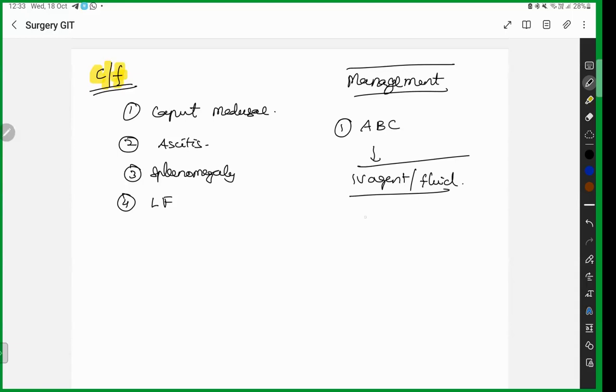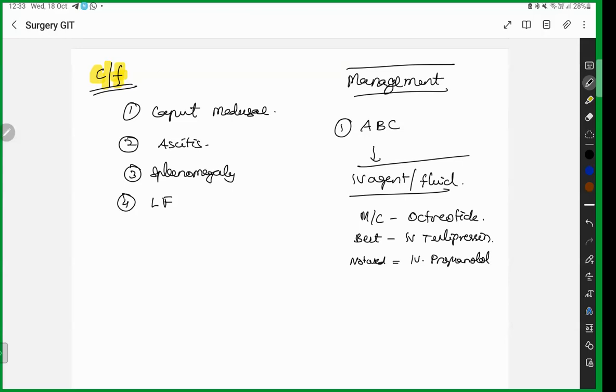The most commonly used drug is going to be octreotide. But if you ask me, the best is IV terlipressin. Terlipressin is the best one. And what is not used is a beta blocker: IV propranolol is not used.